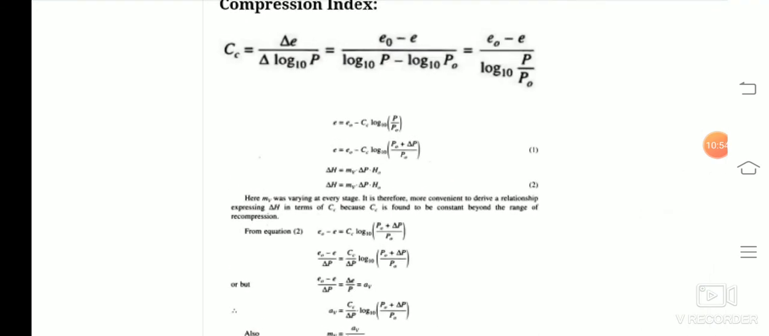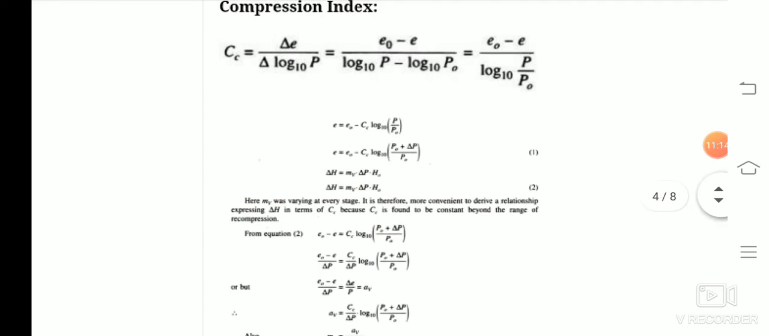So from this value of coefficient of volume change, we can derive the formula for settlement of the soil. That is, delta H by H naught is the change in volume of the sample per unit increase in pressure, that is 1 by delta P. It is given by mv. So here we can easily write that delta H equals mv into delta P into H naught.